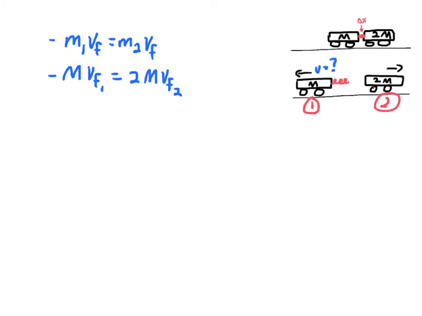Well, here's an issue. I don't have enough information. I can easily see here that the m's are going to cancel out. I have an m in each one, so if you divide both sides by capital M, the m's completely go away, leaving me with negative final velocity 1 equals 2 times final velocity 2.